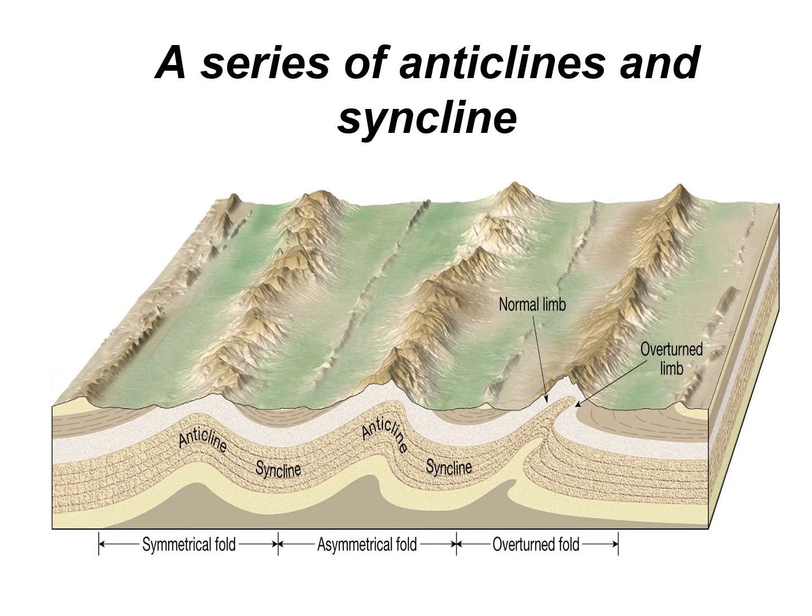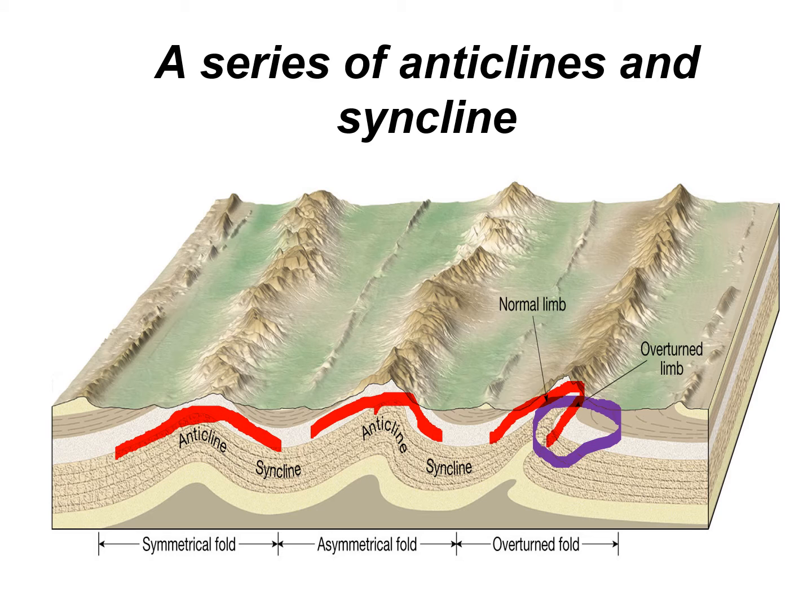So here we see on the left a fairly symmetrical anticline, and then it starts to get more lopsided in the middle. And by the time we get to this right one, we have one that has an overturned limb. And so that overturned limb, technically it's upside down. And so again, what was top is now bottom, and bottom is up now.